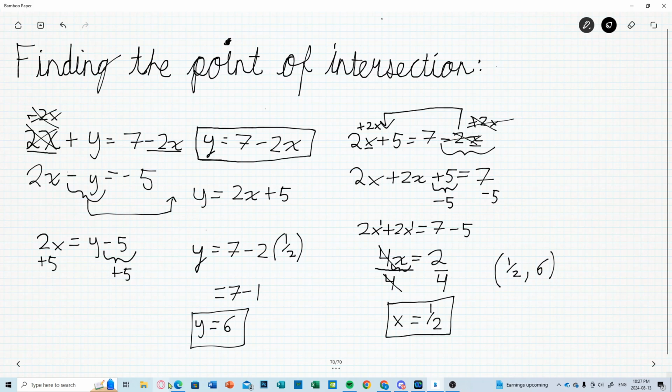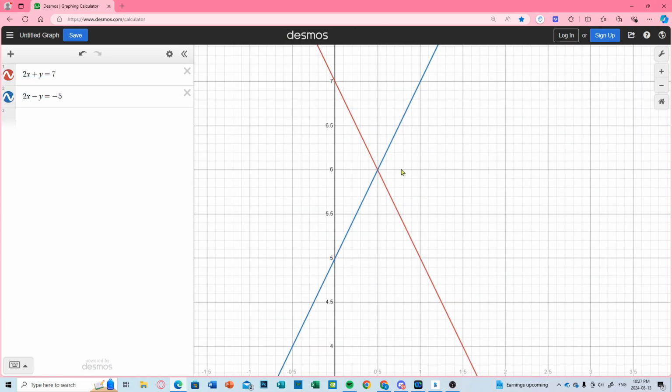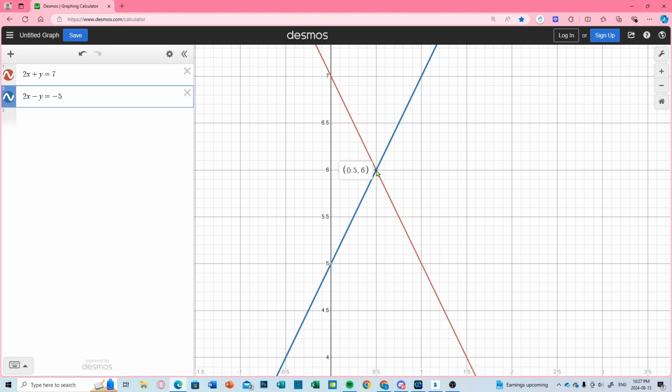And if you want to check your work, you can go to Desmos and type in your two equations right here, and then it'll show you the point of intersection for our equations, which is 0.5 and 6, which is the same as 1/2 for x and 6 for y.